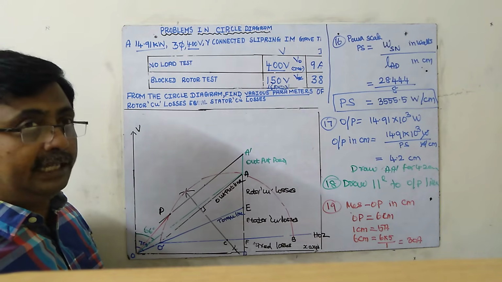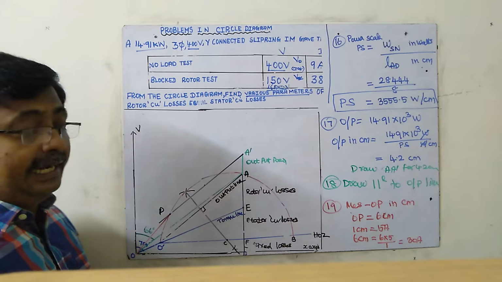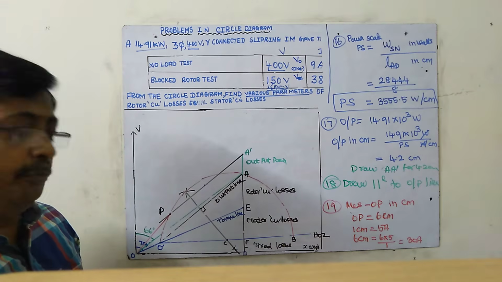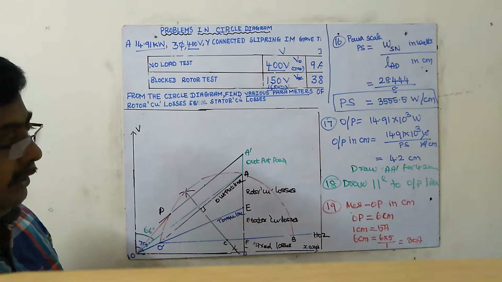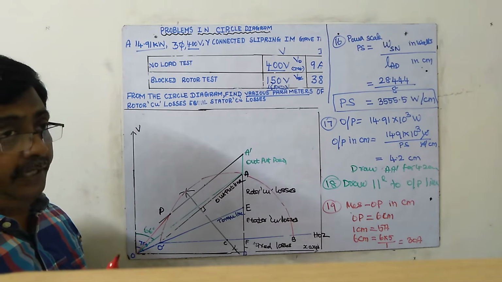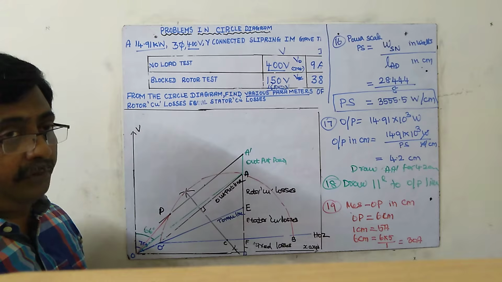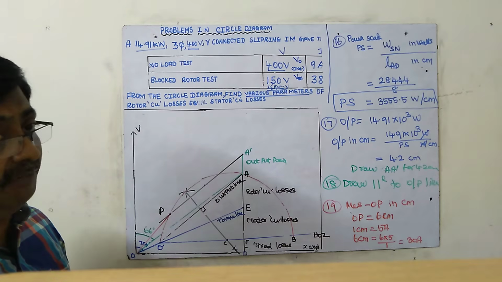Next we have to find the power factor. All the losses we will find finally. First we will do the 18th step. Next we have to find the power factor. What is power factor? Cos phi. What is phi? The angle between voltage and current.